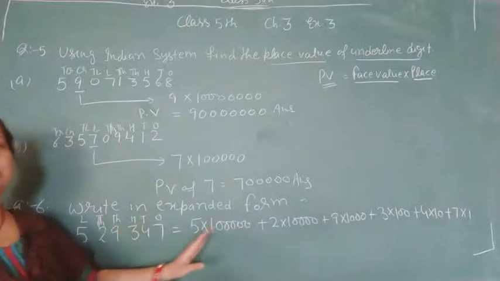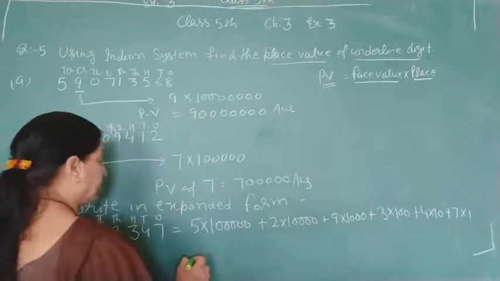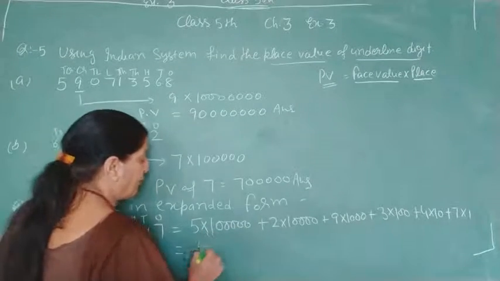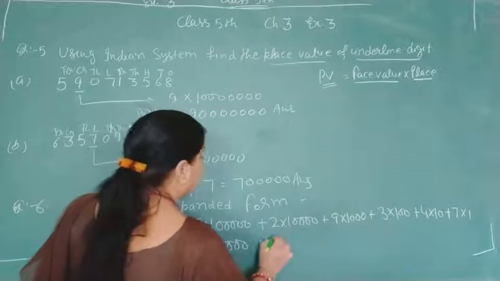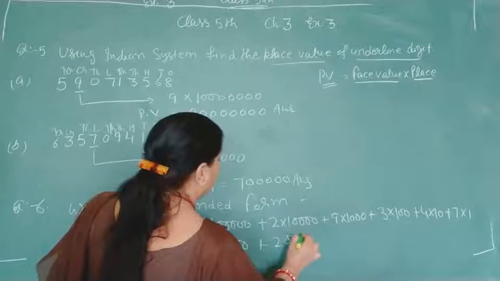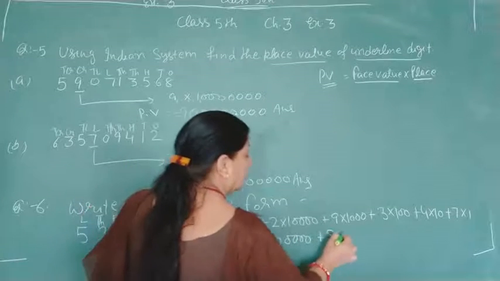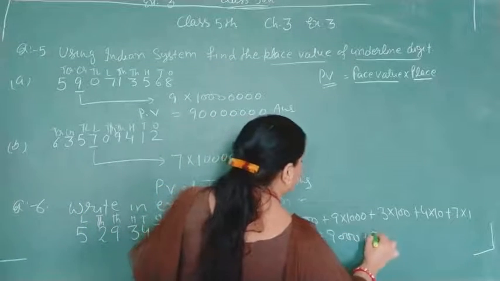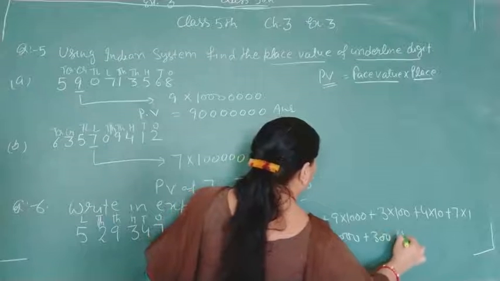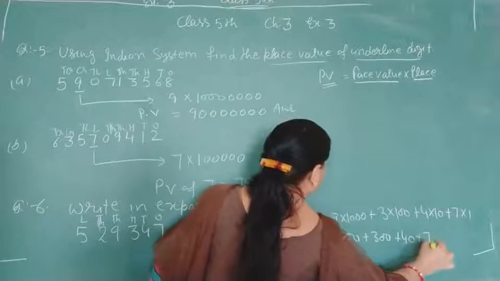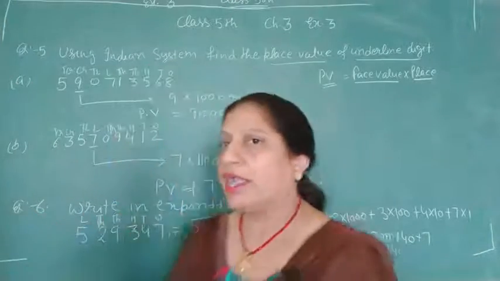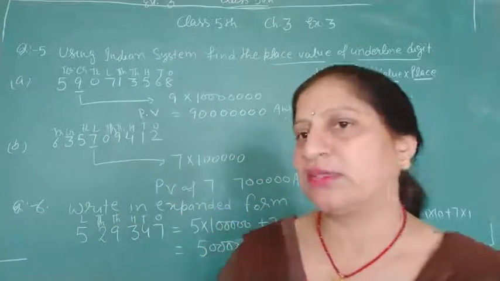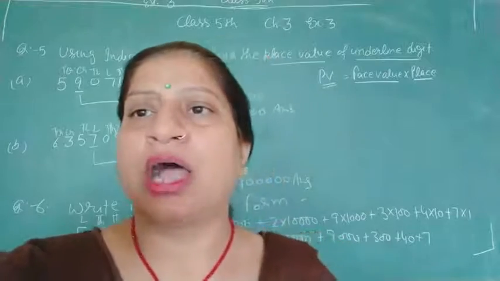Now after doing the multiplication this number becomes 5 lakh. Then this number becomes 20,000. That's 9,000 plus 300 plus 40 plus 7. Clear this one? This is the expanded form, and I hope that you understand this concept. Now we do the next question.